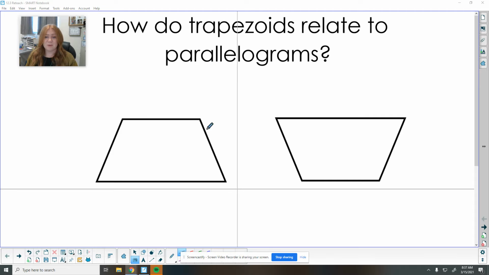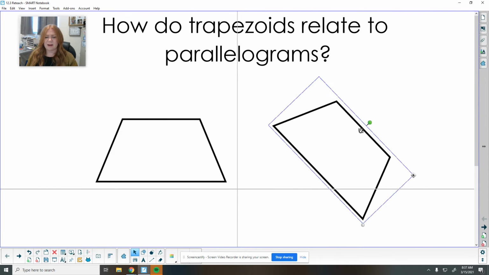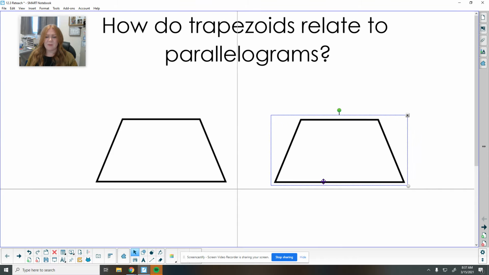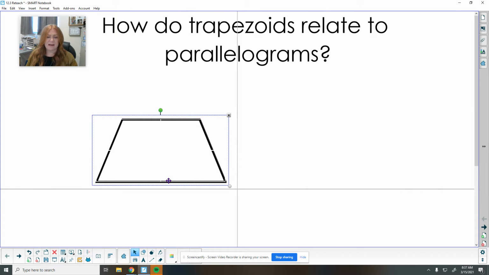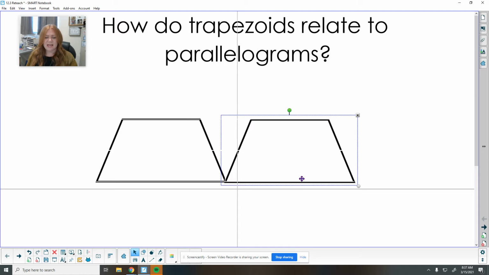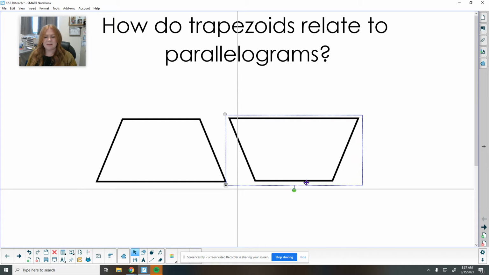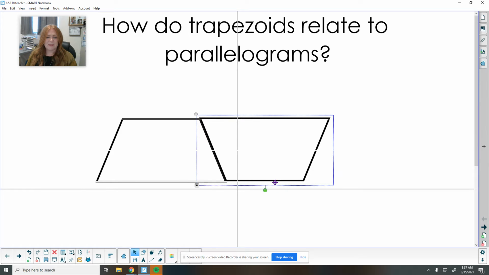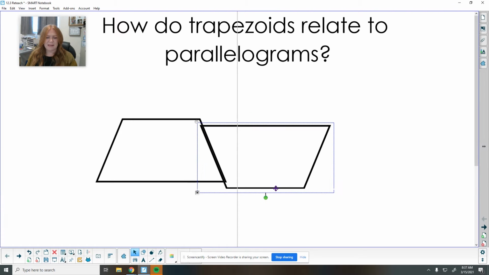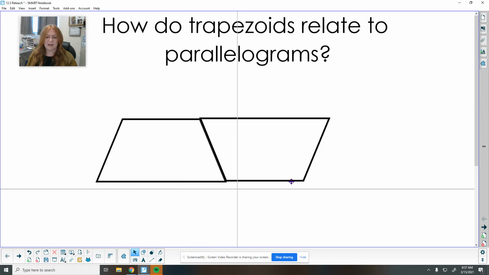So how do trapezoids relate to parallelograms? We have this trapezoid here, and we can see they are exactly the same. Just stacking them side by side doesn't really make a shape, so we want to flip this one upside down. When we put them together, we can see they make that nice parallelogram. It does not want to line up perfect, but there we go. So it makes this nice parallelogram around the outside.